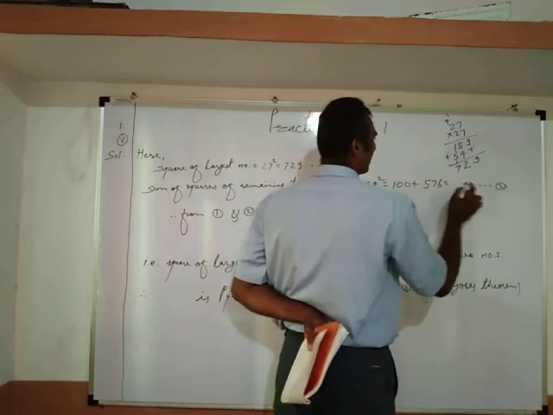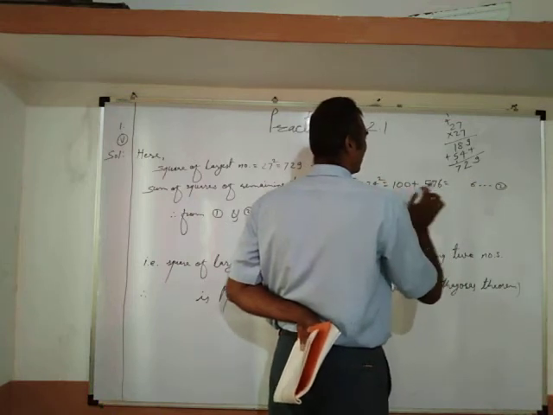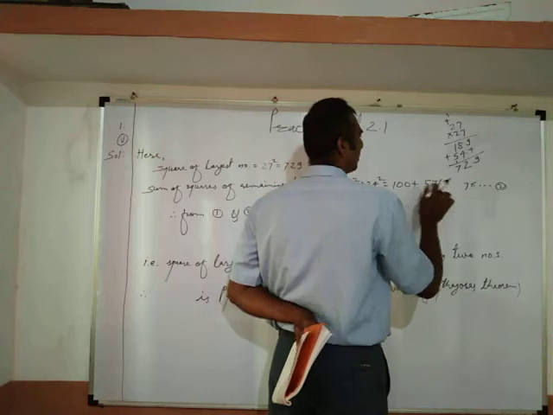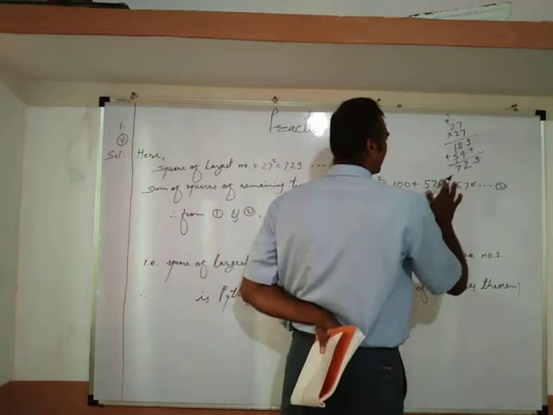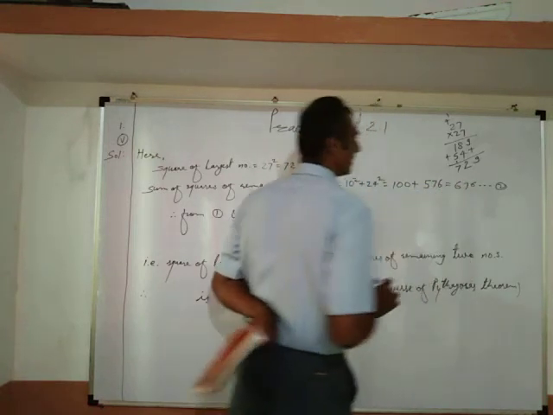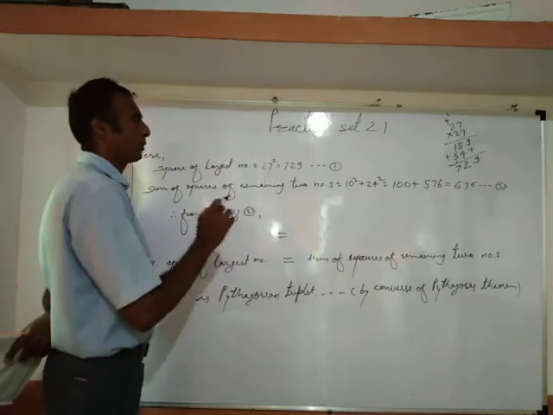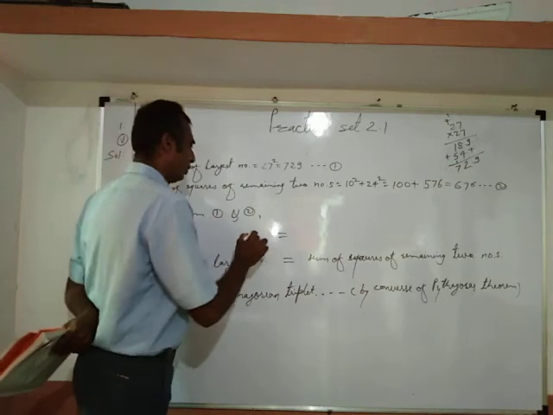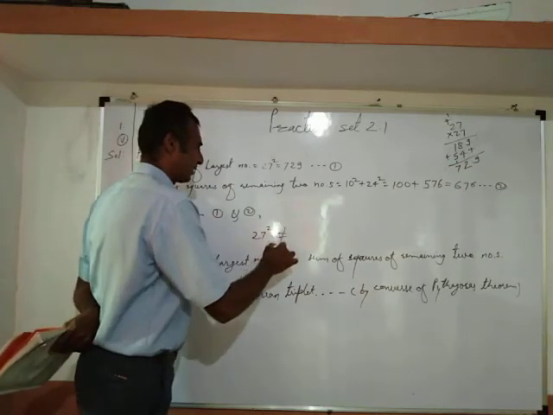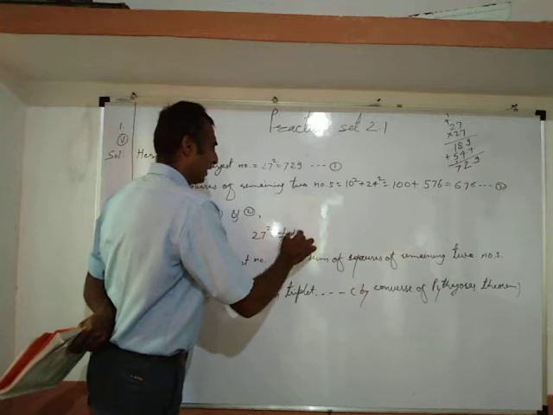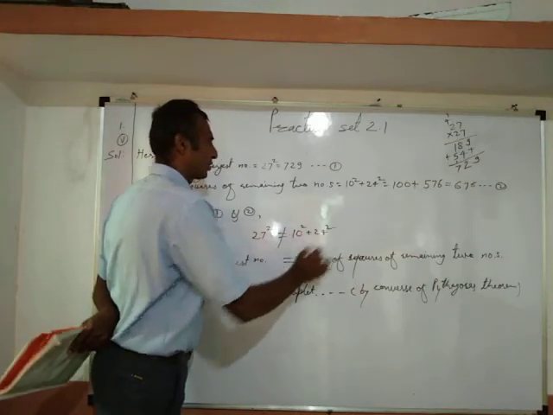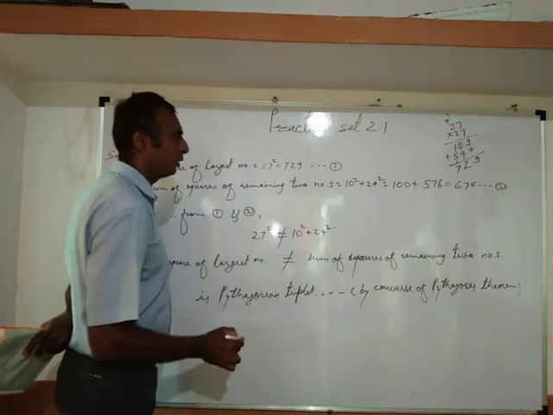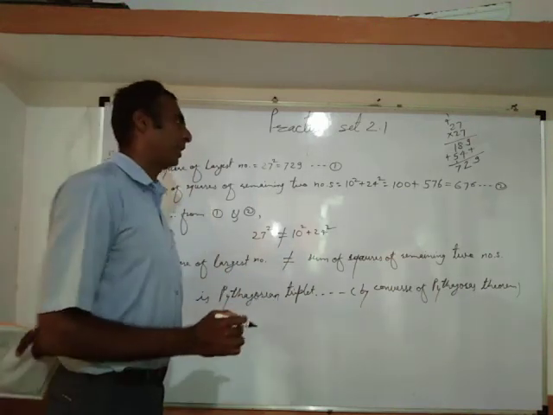6 plus 0 gives us 6. 7 plus 0 gives us 7. And 1 plus 5 gives us 6. Okay. That addition is 676. And the square of 27 is 729. And therefore from 1 and 2, 27 square is not equal to 10 square plus 24 square. That is, the square of the largest number is not equal to the sum of squares of the remaining two numbers.